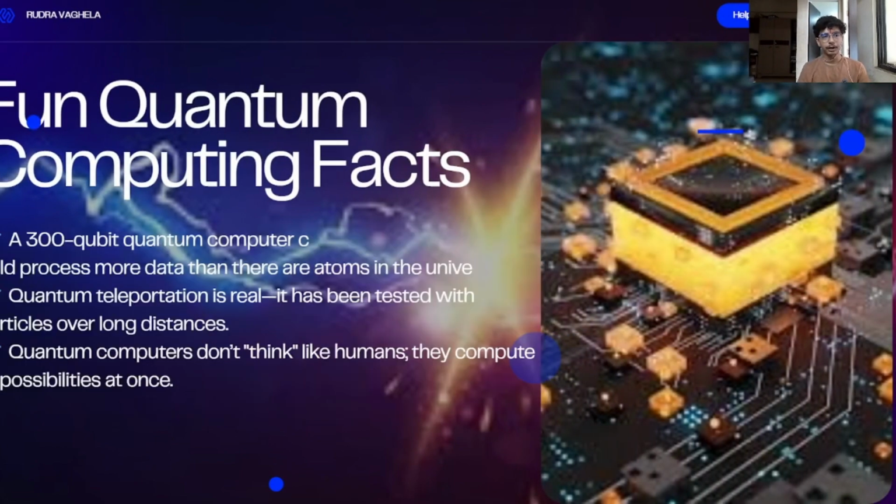One quantum computer fact: a 3000 qubit quantum computer could process more data than there are atoms in the universe. Quantum teleportation is real. It has been tested with particles over long distances. Quantum computers don't think like a human. They compute all possibilities at once.